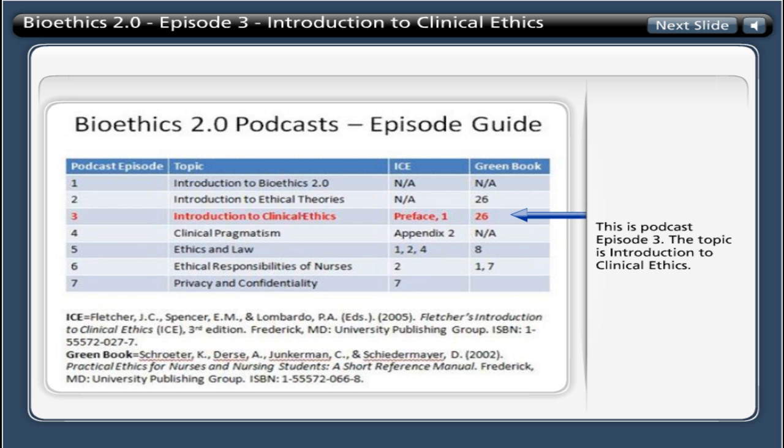You can find this information in Introduction to Clinical Ethics by Fletcher, and it is in the preface in Chapter 1. This information can additionally be found in Schroeder's Practical Ethics for Nurses and Nursing Students, Chapter 26.